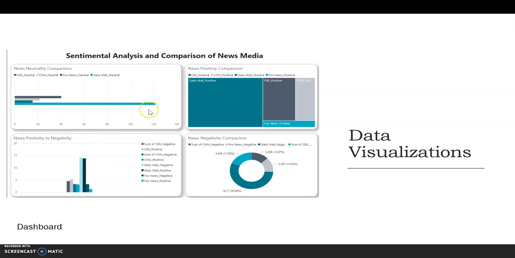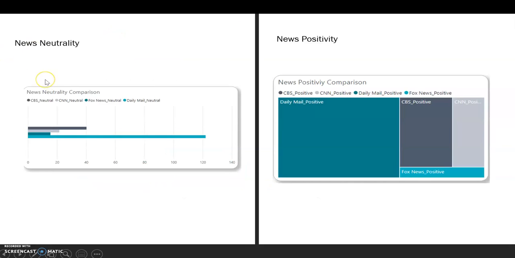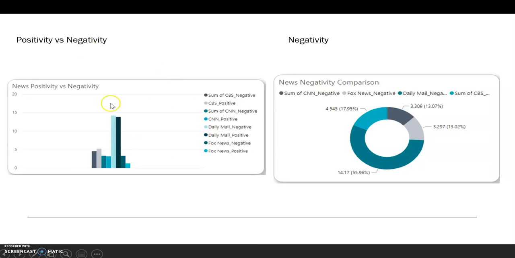So this is just going to be a quick preview of what I'm going to be showing, and a quick look at the dashboard. So here we have news neutrality, so how neutral they are compared to each other. On the right we have news positivity, how positive they are, or how much positive they have in the article. Positivity versus negativity, so we're comparing how negative and how positive the articles are compared to each other, and then compared to the other articles overall. And on the right we have the negativity.